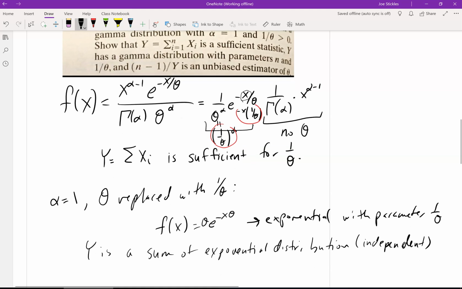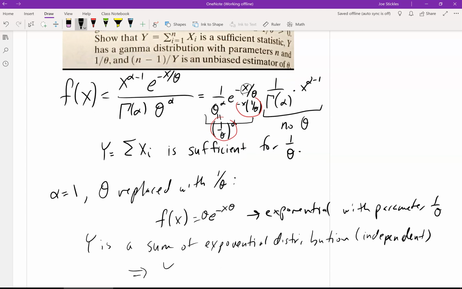So that implies that y is a gamma distribution. Each of the alphas is 1, and there's n of them. So we would have n times 1, or n, for the new quote-unquote alpha, and your theta doesn't change. So it would still have 1 over theta. Showing that y is a gamma distribution is the fact that we're adding up a bunch of independent exponentials to get a gamma.